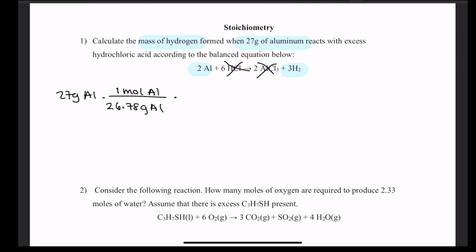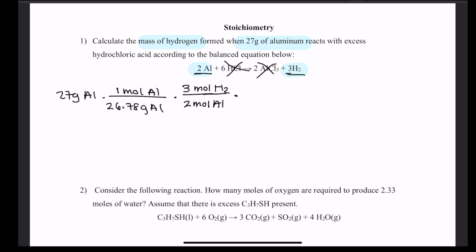Now, to go from Al to H2, the way we do that is using the coefficients given in the balanced equation. Remember, it has to be balanced. Sometimes your professor will not give you a balanced equation, so double check that the equation given is a balanced one. Knowing that, we know there's 2 aluminum going to 3 hydrogen. So that means 2 moles of Al and 3 moles of H2.